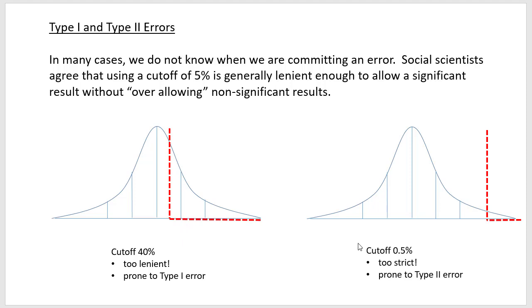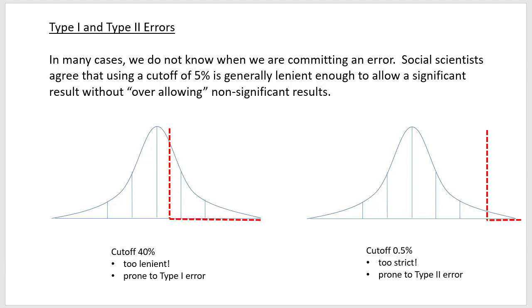On the other hand, if we set a cutoff at 0.5%, meaning half of 1%, that would be too strict. Somebody who scored 2.5 standard deviations above the mean would not have a significant result, even though that is probably a very significant result. So when we set our cutoff values, what we're saying is we're balancing being too lenient and being too strict, and saying that if people respond at 5% or lower on our comparison distribution, then we will consider it to be a significant result.